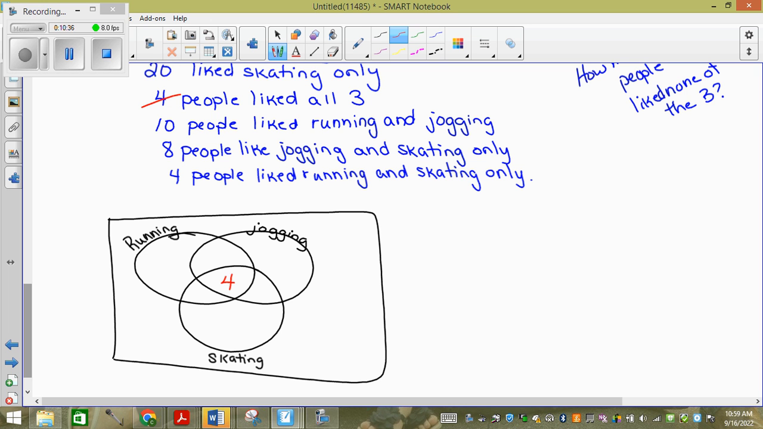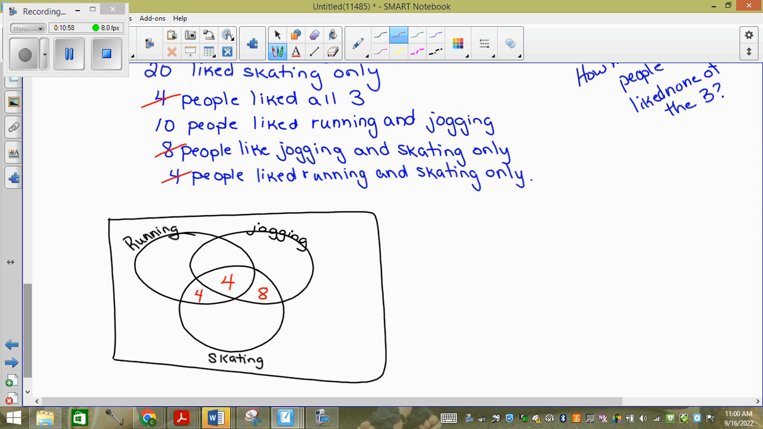So I can go to the jogging and skating. The only piece is this piece here. So in jogging and skating, they should have an 8. It should not be subtracted. Then 4 people liked running and skating only, so I go to the running and skating only piece, but the only piece is just this little piece here, so it should be a 4. Remember, you're not subtracting if the word only is there.